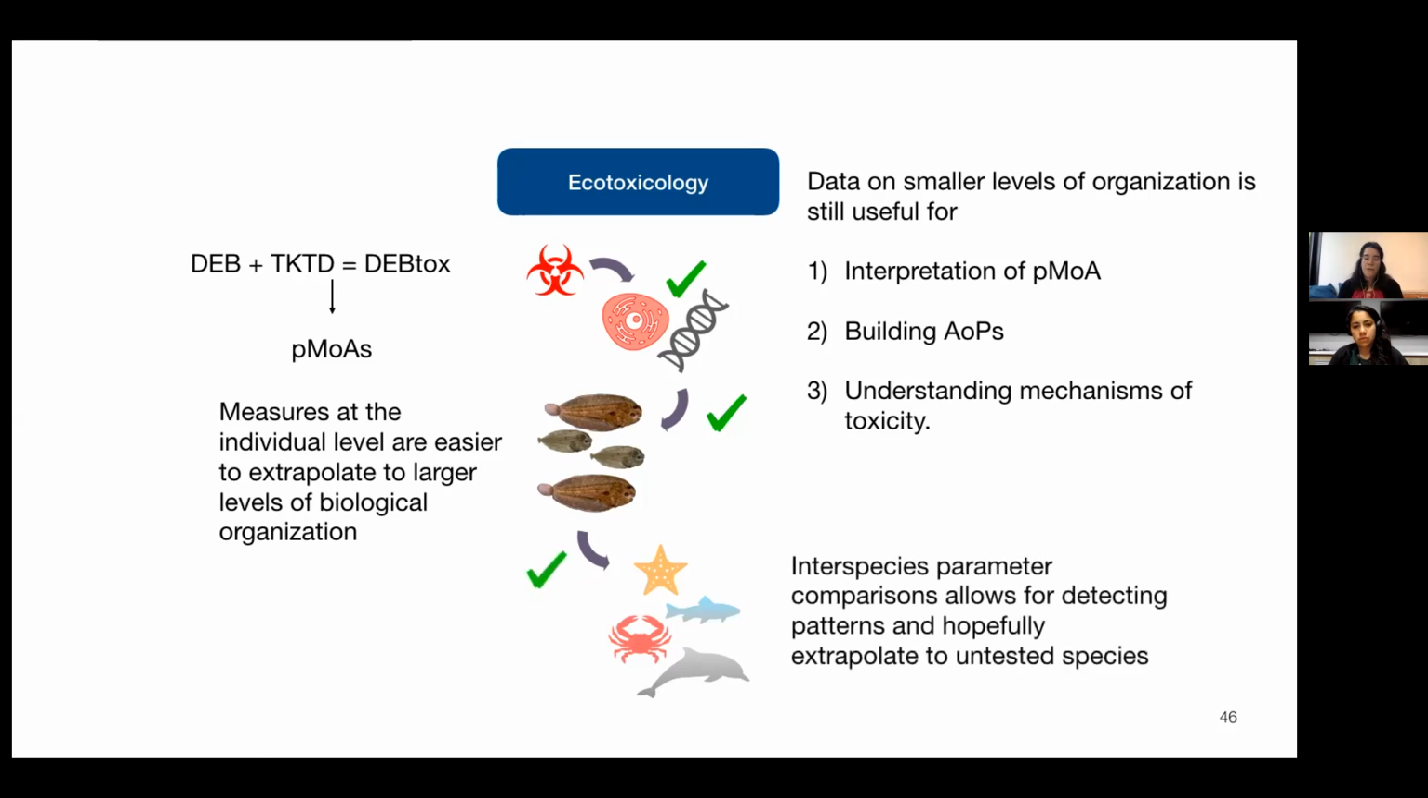And finally, if we want to check on different species or extrapolate between different species, we can compare the parameter values and check for patterns across species. Actually, similar species have similar parameter values. So sometimes if you don't have the parameter values for your study species, you can use a phylogenetically similar species and work with that.